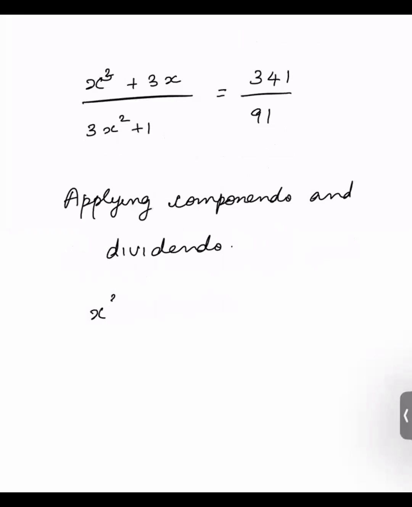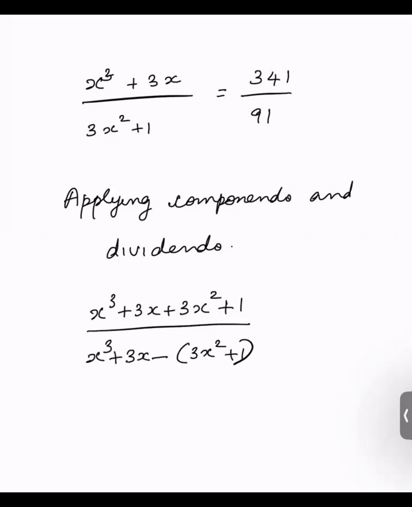X cube plus 3x plus 3x squared plus 1, divided by x cubed plus 3x minus 3x squared minus 1. Minus 3x square, I'm putting it in bracket, plus 1. And equals on the right hand side, 341 plus 91 divided by 341 minus 91.